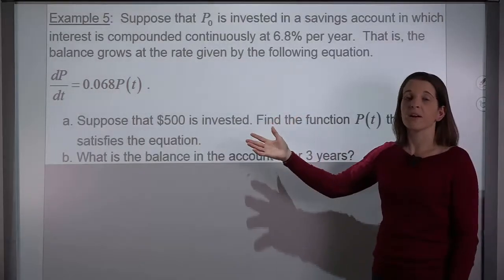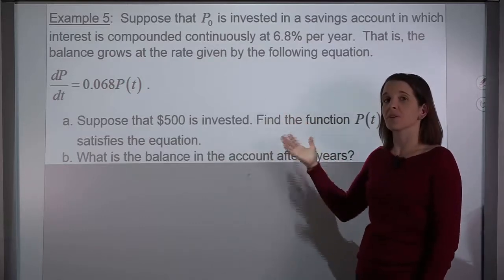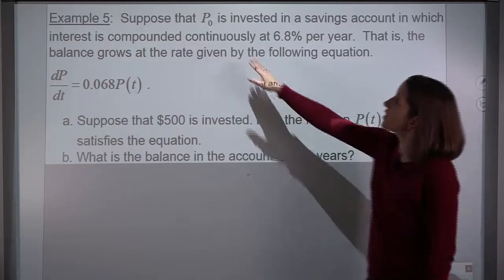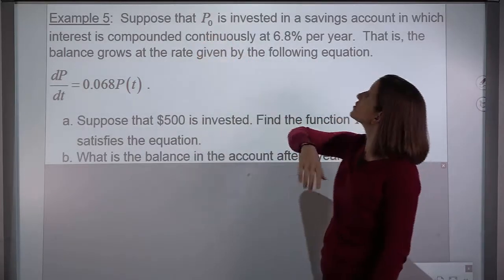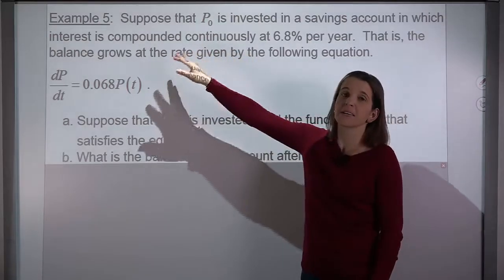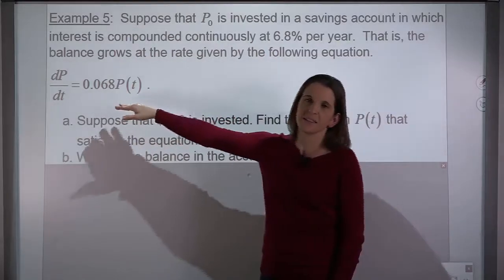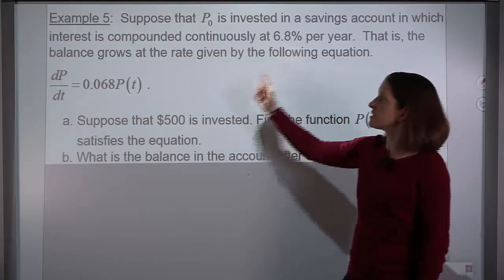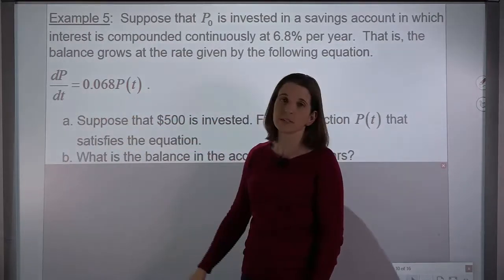So this is what an application problem would look like. And you can definitely expect to see something like this, or one of the following problems, on your test and final. They give us that P0 is the initial amount invested, and we've talked about that before, and it is compounded continuously, so that's a hint right there that we're involving e. And it's growing at 6.8%, which you can see in its decimal form, 0.068.